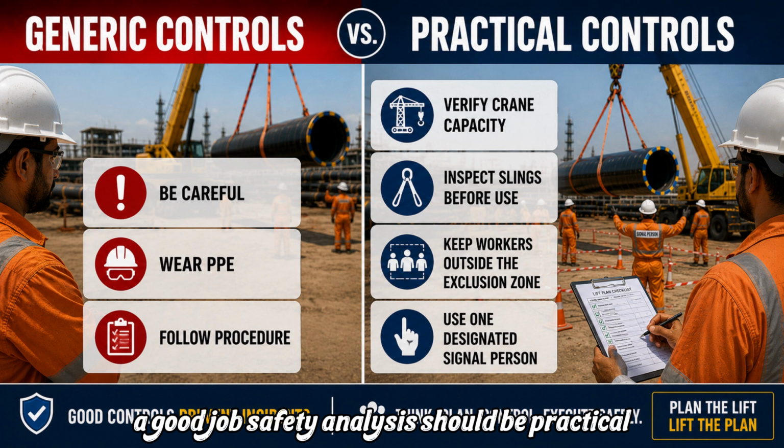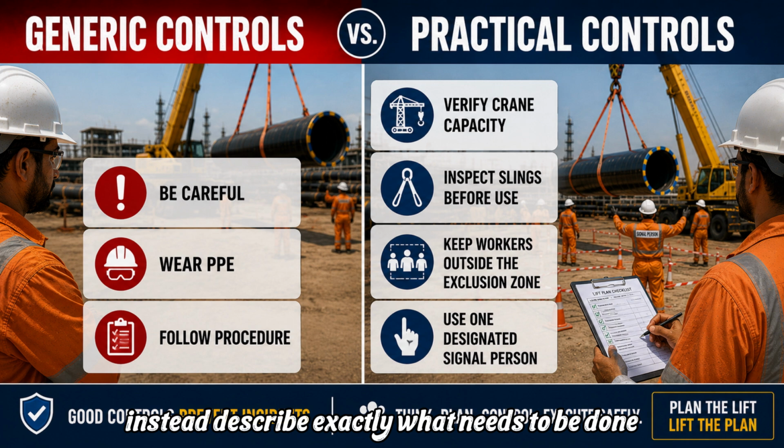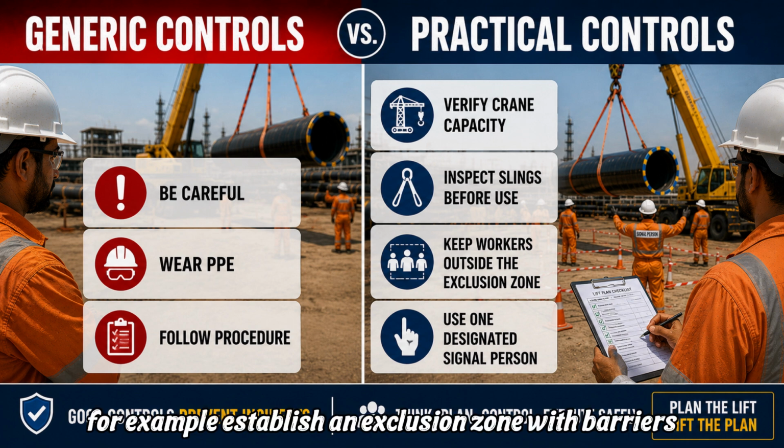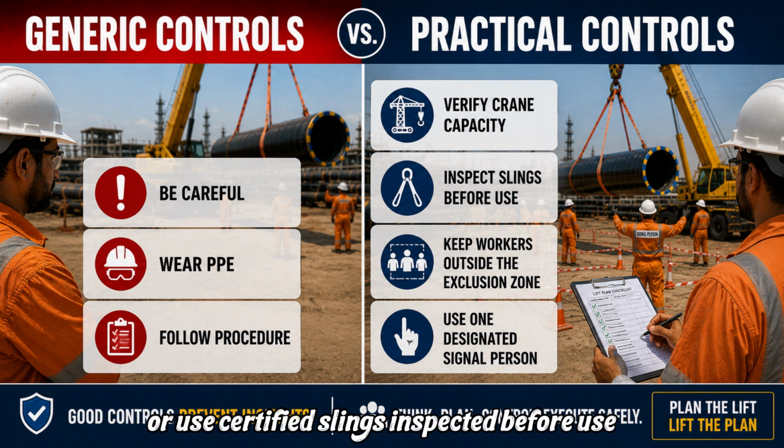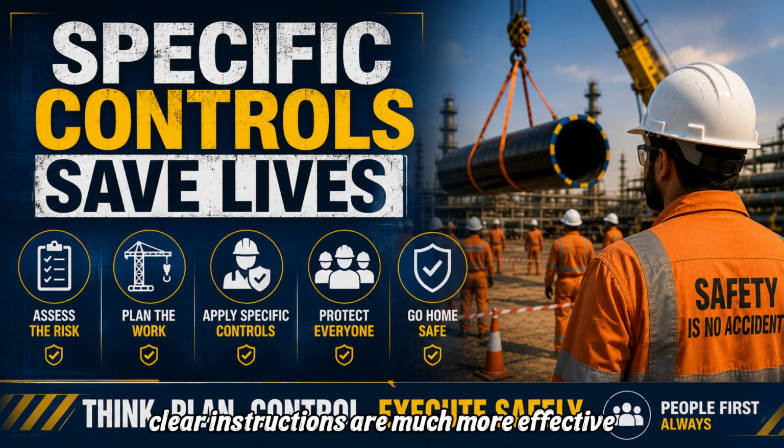A good job safety analysis should be practical and specific to the actual work. Avoid using unclear statements such as "work carefully" or "be safe." Instead, describe exactly what needs to be done. For example, establish an exclusion zone with barriers, or use certified slings inspected before use. Clear instructions are much more effective than general advice.